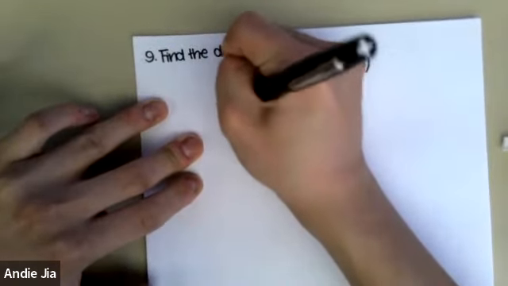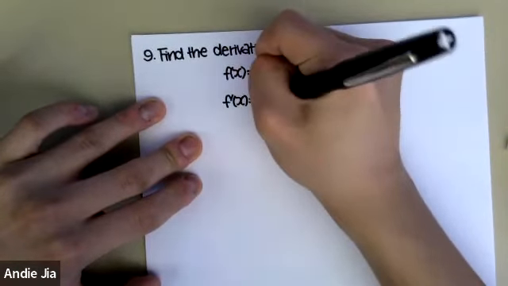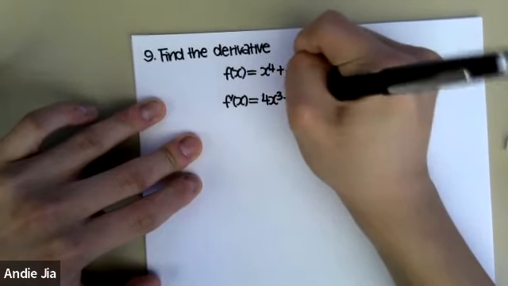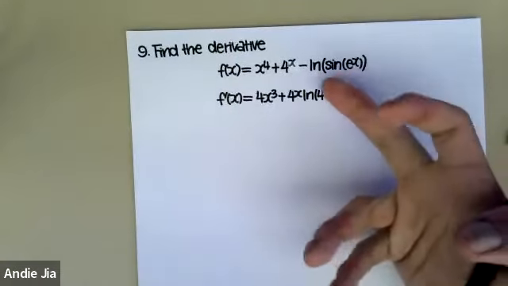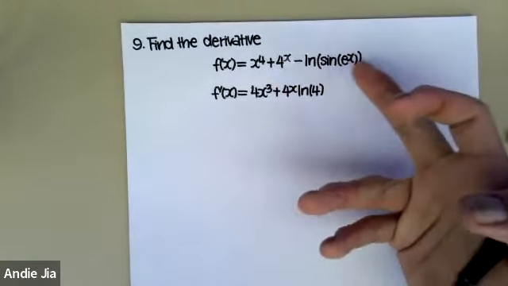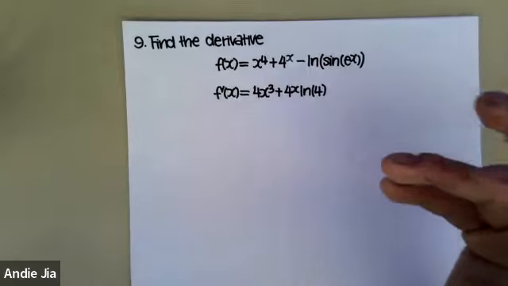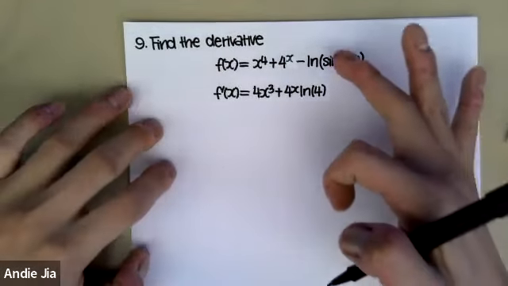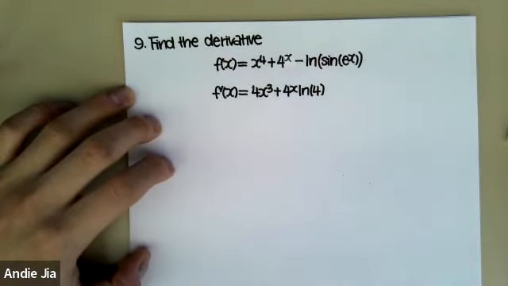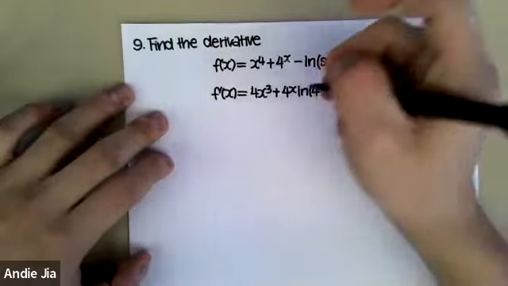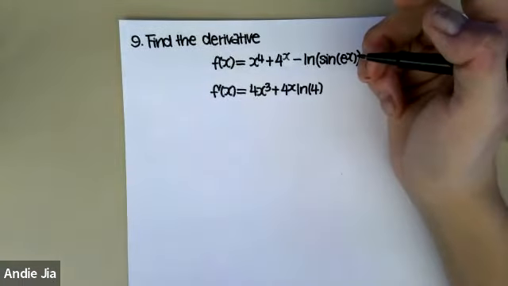So for f prime of x, we just use the rules. It's going to be 4x to the cubic plus 4 to the x natural log of 4. So this is the derivative rules. If we use the chain rule, u equals sine of e to the x. Actually, the chain rule is used twice here, so use the natural log side and sine of e to the x again. I know this is annoying, but I will solve it for you guys. Don't panic. I will solve this derivative. Trust me.